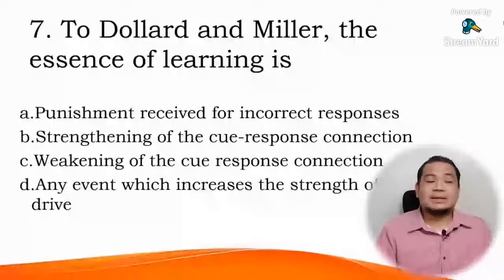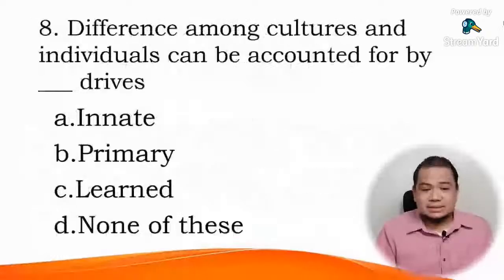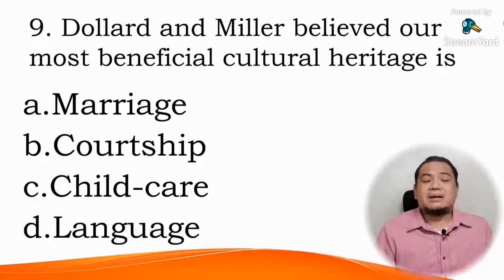Number 8. Difference among cultures and individuals can be accounted for by blank drive. Is it A. Innate, B. Primary, C. Learned, or D. None of this? Number 9. Dollard and Miller believe our most beneficial cultural heritage is A. Marriage, B. Courtship, C. Childcare, or D. Language.